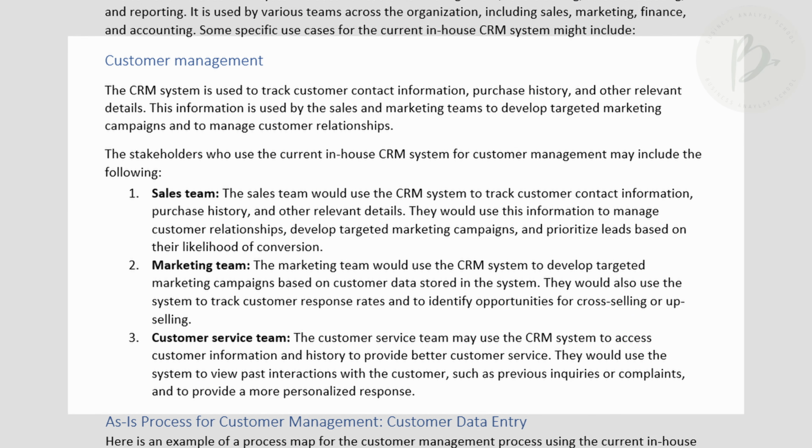So these are the things that are done within the system. The system is used for customer management, lead tracking, sales forecasting, and reporting by various teams across the organization. It includes the sales, marketing. Remember, we identified the teams: sales, marketing, finance, as well as accounting. So these are the use cases.